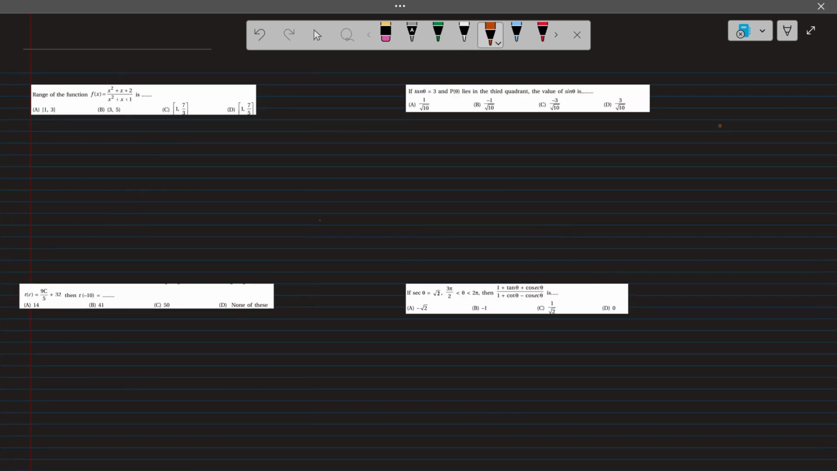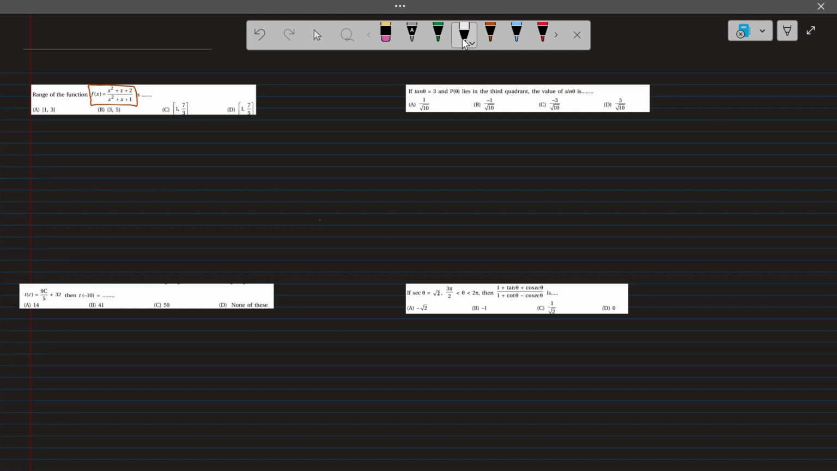So here the f of x is equal to x square plus x plus 2 whole upon x square plus x plus 1. We have to find the range of this function. So we don't have the direct methods available. One of the methods we can use is using the standard function, but no standard function condition can be satisfied here. So directly we'll use the general method.